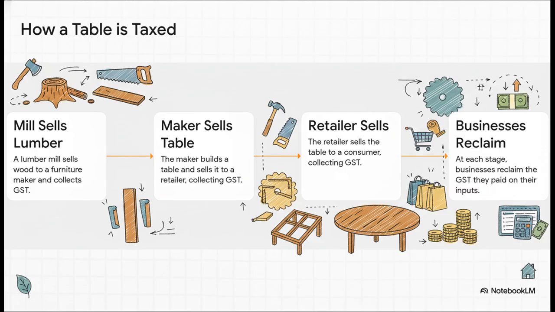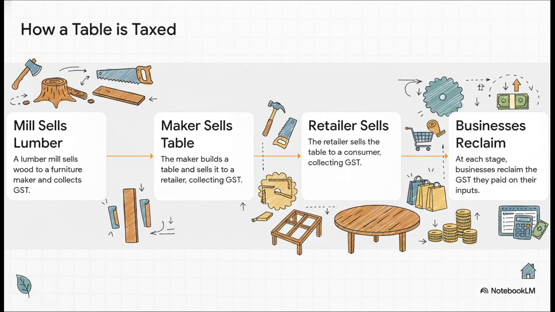Well, let's follow a wooden table on its journey. It starts at a lumber mill. They sell wood to a furniture maker and collect GST on that sale. Then the furniture maker uses that wood to build a beautiful table and sells it to a retailer, collecting GST on the table's new, higher value. And finally, the retailer sells the table to you, the consumer, and collects GST on the final price.